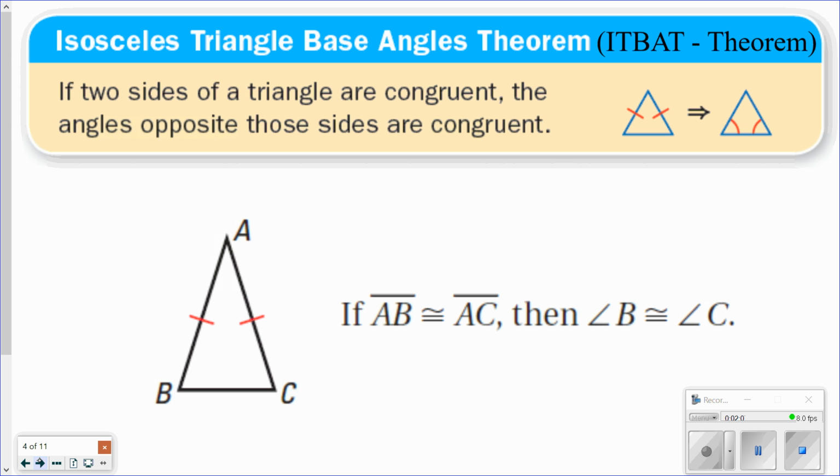Isosceles triangle base angle theorem. If two sides of a triangle are congruent, the angles opposite of those sides are congruent. So if I look at this here, it just tells me that if I have an isosceles triangle where my legs are congruent, the base angles are also congruent. So if I look at my example here, if I know that AB is congruent to BC, that means that angle B is congruent to angle C. The base angles are congruent.